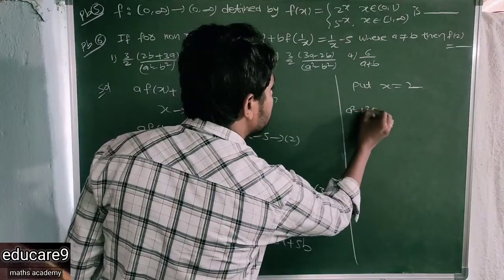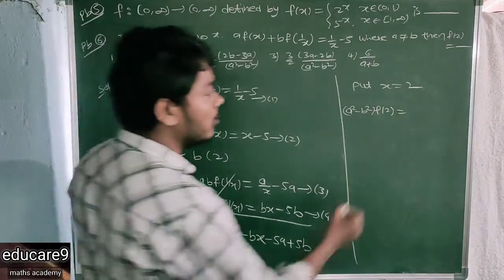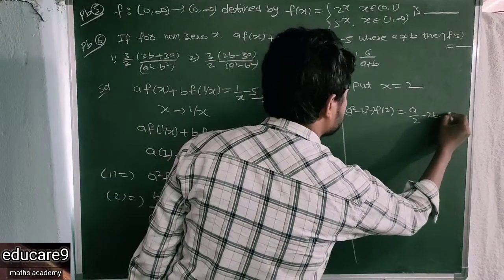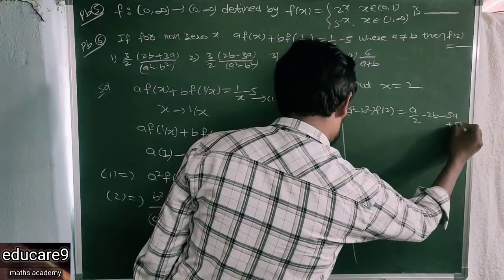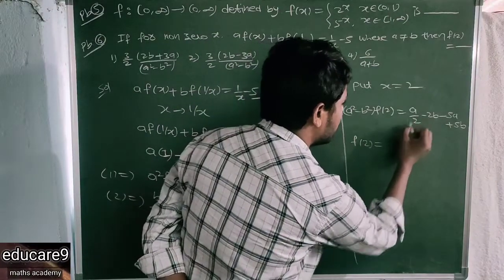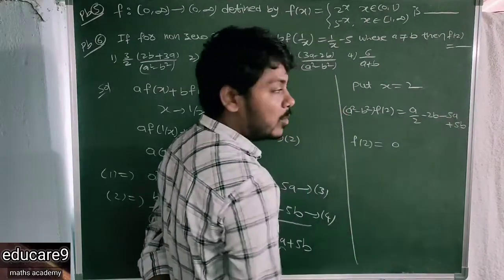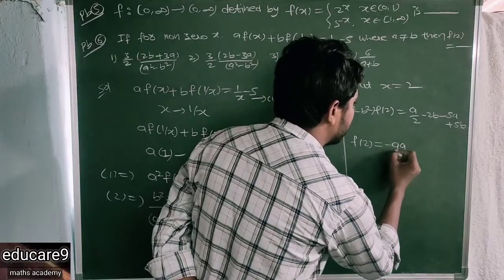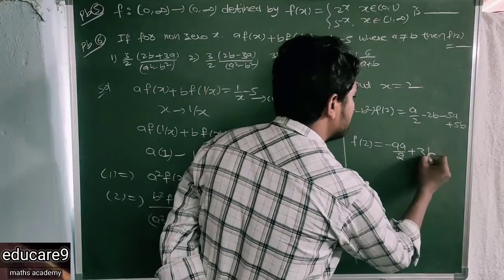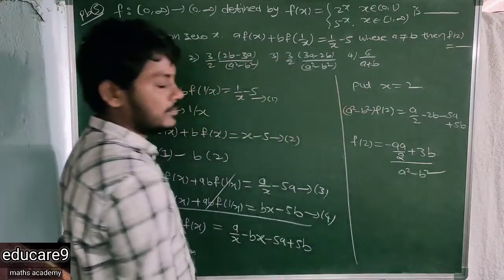a square minus b square. f of 2 is equal to a by 2 minus 2b minus 5a plus 5b. Now what is the f of 2 value? This is a by 2 minus 5a, that is a minus 10a by 2, that is minus 9a by 2, and 5b minus 2b, that is 3b. So divide by a square minus b square.